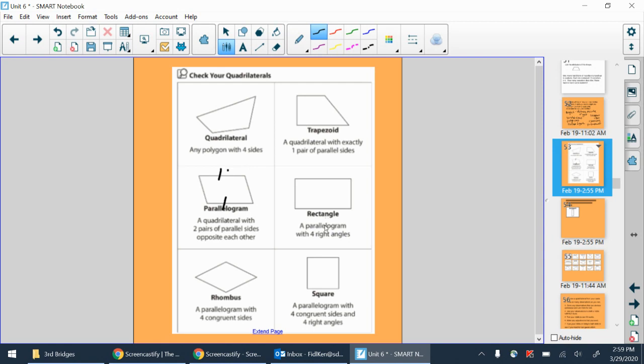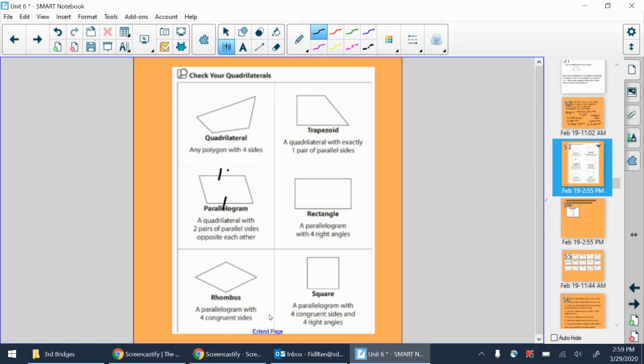A rectangle is a parallelogram, so all of this over here, plus 4 right angles. A rhombus is a parallelogram, so all of this, plus it has to have 4 congruent sides. Remember, that means all 4 sides are the same length. That's the only extra requirement.